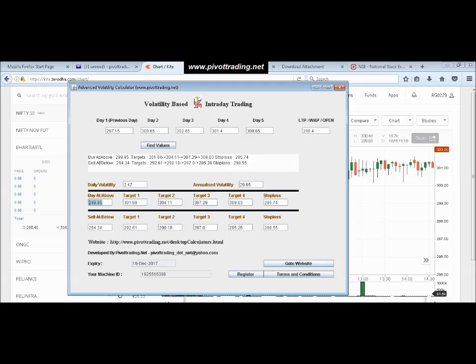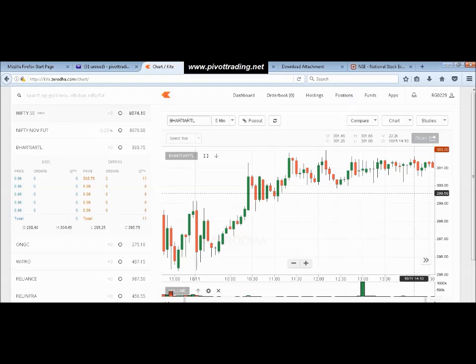But there is no other way to identify a trend unless it breaks some particular levels. So this calculator will help you identify those levels. No doubt there are stop losses also mentioned here, so you can work in that direction as well. Okay, so our buy is at 300 rupees. Let's see whether it went or not.